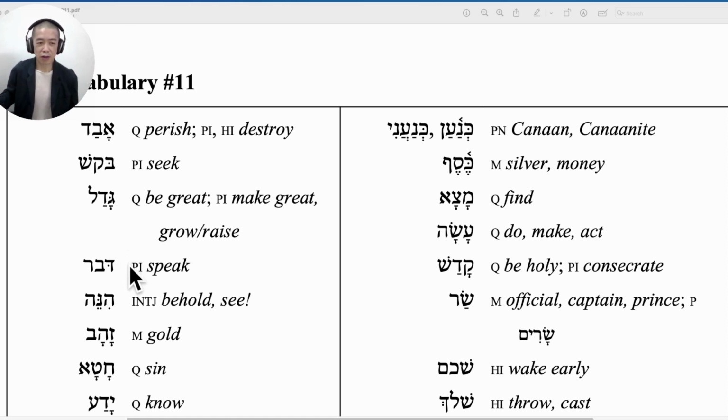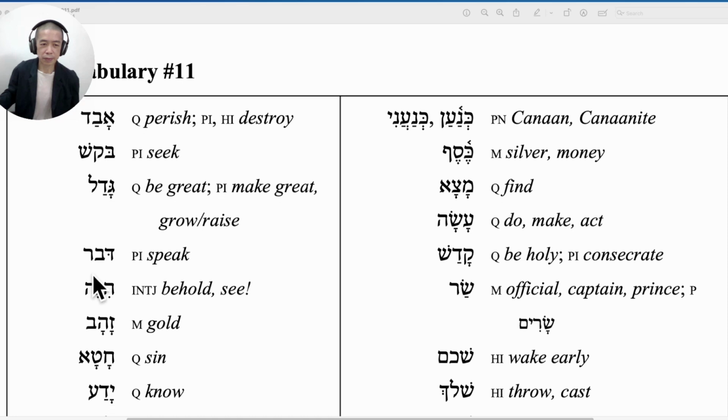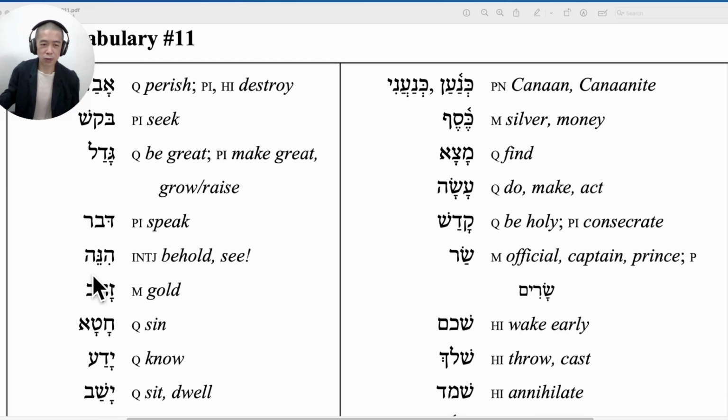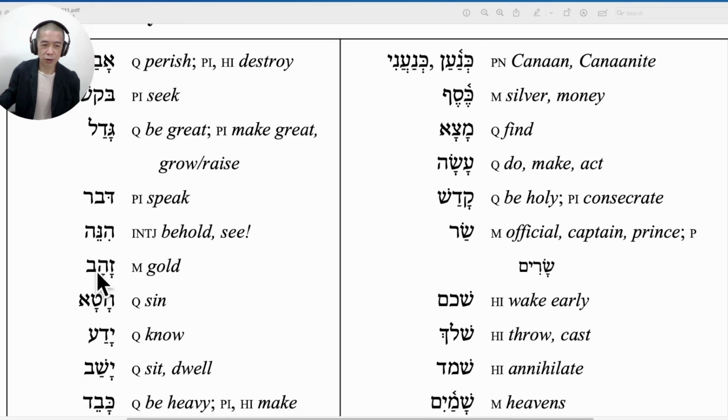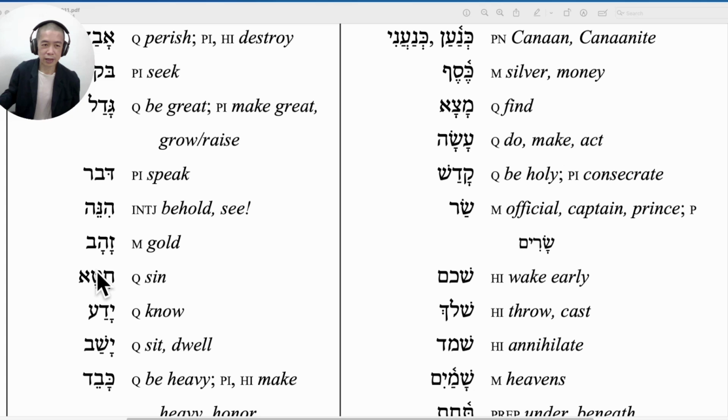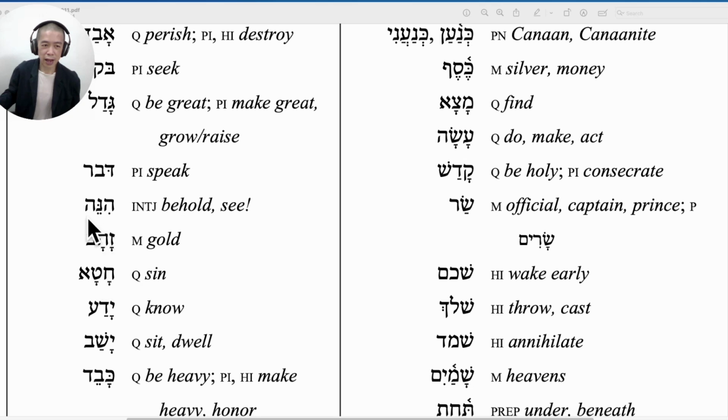The root letters are dalet, bet, resh. The next word is behold. See, it is an interjection. It's pronounced in Hebrew as hineh. The next word is gold. It's pronounced in Hebrew as zahav.